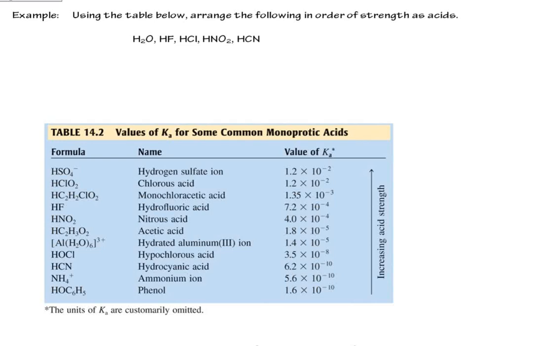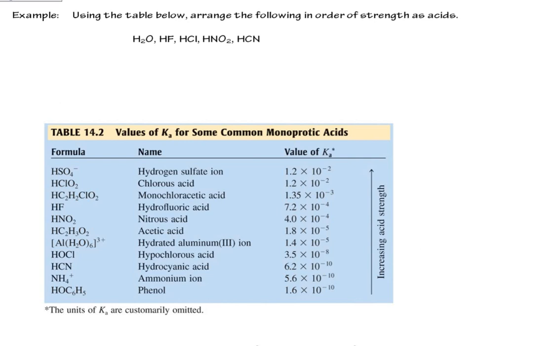This is a great example of a problem that's going to ask us to rank acids and bases according to their strength. Now we can do this a couple of different ways. Here we're given Ka values for some common acids. We might also end up kind of using our noggin a little bit. Let's see what we got here.